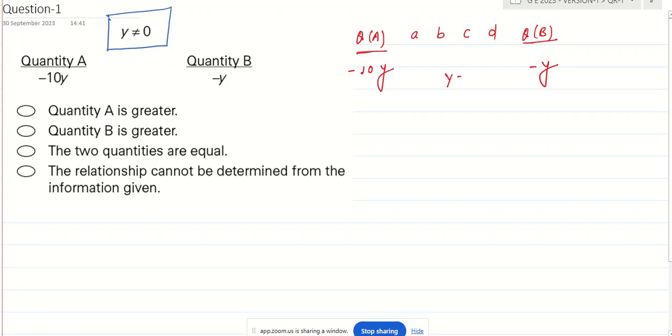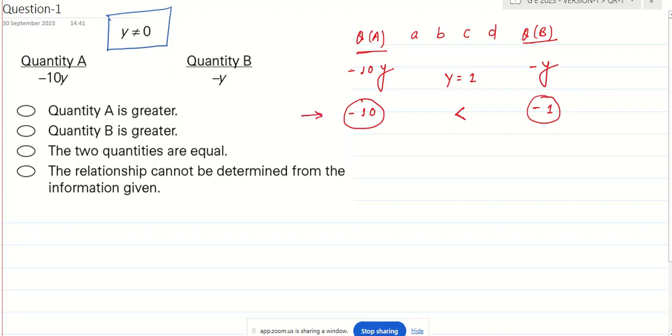Okay, y equals 1, assume 1. How much will we get on this side? Minus 10. Good one. So minus 10 on this side. What about the other side? Minus 1. Now, if I assume y equals 1, which options will be eliminated? Looking at the quantities, I got minus 10 here, minus 1 here. Can I say minus 1 is more than minus 10? Yes or no? Which means quantity B is greater as of now.